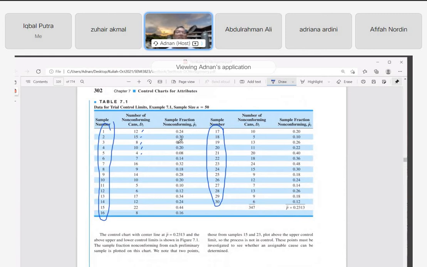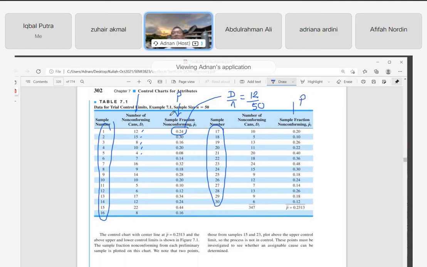So to get the fraction, we just get 12 divided by 50. This number is coming from D divided by N. So we have 12 divided by 50. Okay, so this is what this column is showing. So 15 by 50, you get 0.30 and so on. So this value is actually the P values. Okay, these values are the P values. These values also P values.